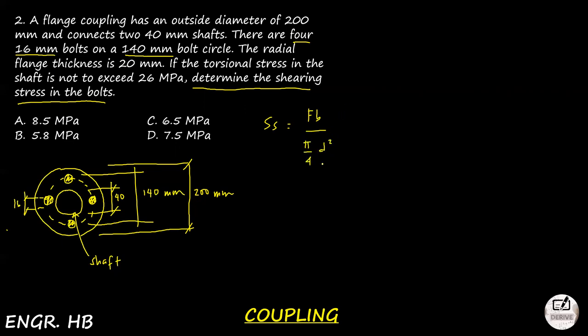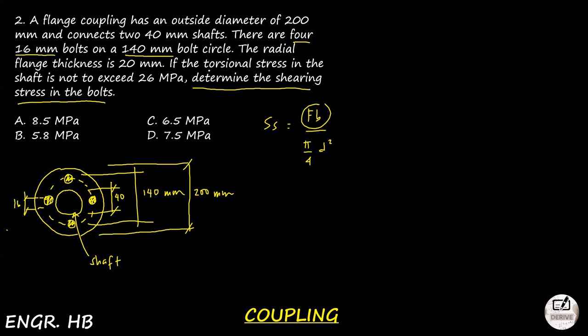So meron naman tayong given na diameter ng bolt which is 16 mm. Ang kaso wala tayong individual load per bolt. So ito lang yung hahanapin natin. So paano natin mahanap ito?